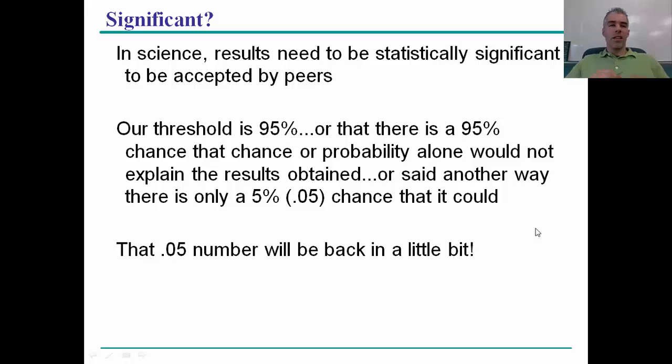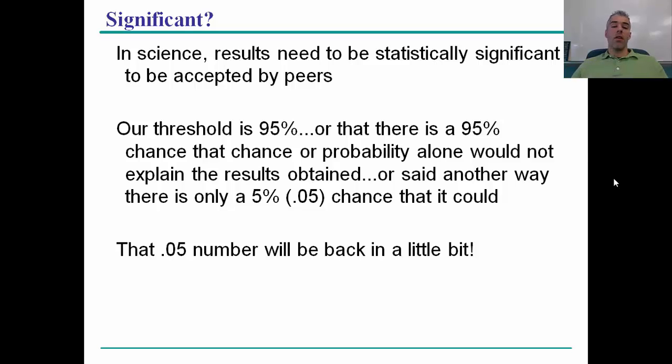Okay. This idea of significance in science. You're going to want to start to learn this language, and we're going to use it throughout the year: results need to be statistically significant to be accepted as different by peers. So what that means is, and I told you this before, our threshold is there's a 95% chance that randomness cannot explain our data. Or there's only a 5% chance that it could.